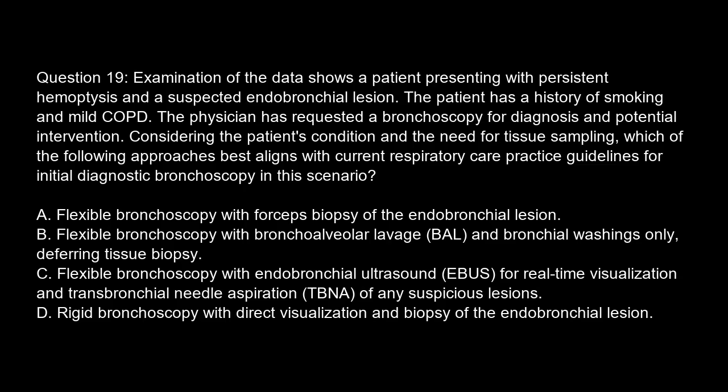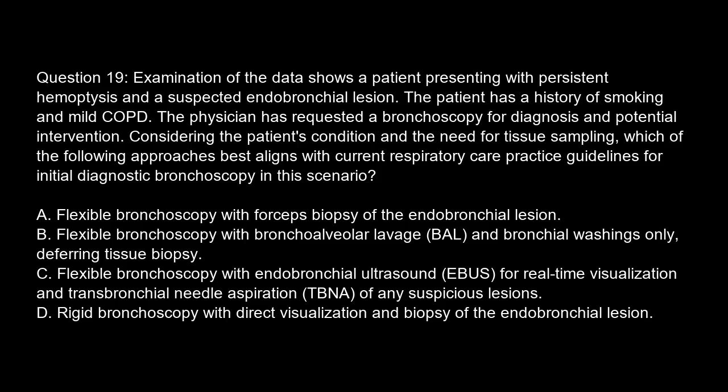Question 19. Examination of the data shows a patient presenting with persistent hemoptysis and a suspected endobronchial lesion. The patient has a history of smoking and mild cough. The physician has requested a bronchoscopy for diagnosis and potential intervention. Considering the patient's condition and the need for tissue sampling, which of the following approaches best aligns with current respiratory care practice guidelines for initial diagnostic bronchoscopy in this scenario?